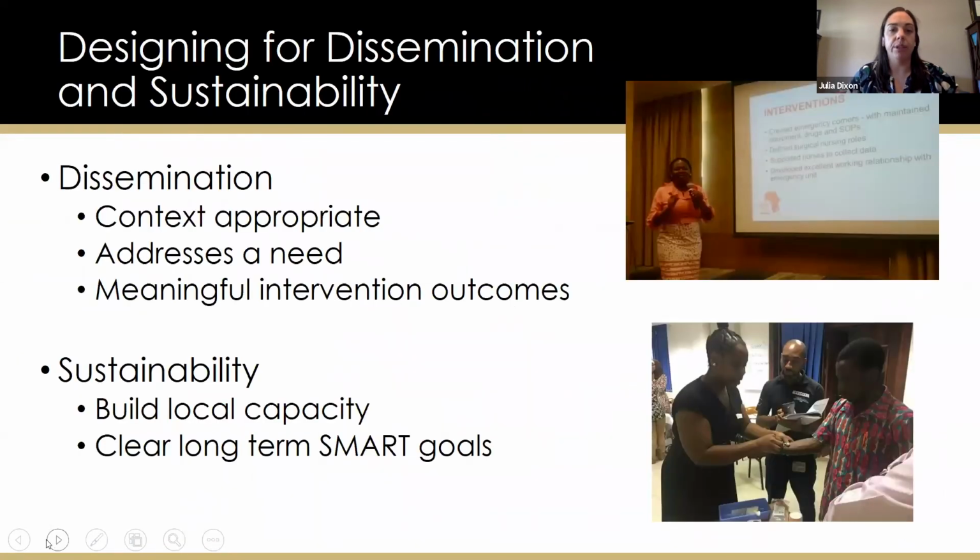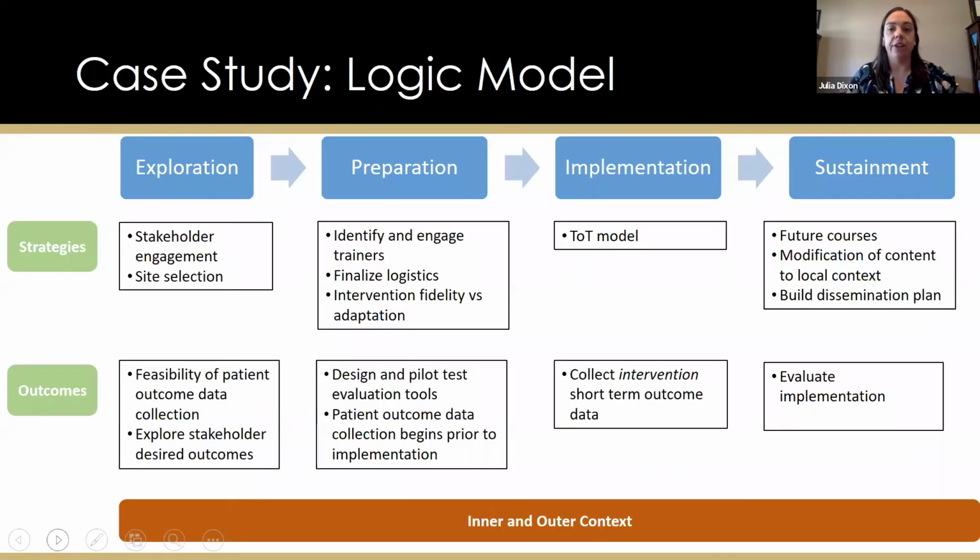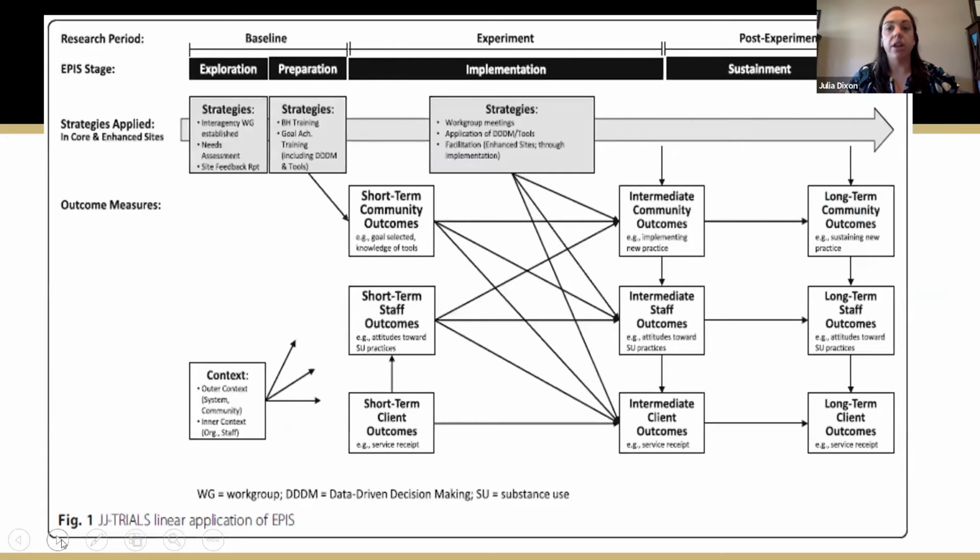At the very bottom is that bar, that's the inner and outer context, and because that really plays into every aspect of this framework. So the next slide is really just another logic model. It's not relevant to this project, but I just wanted to show you that some logic models can be a lot more interconnected. Arrows can go forwards and backwards, and you can get quite detailed.